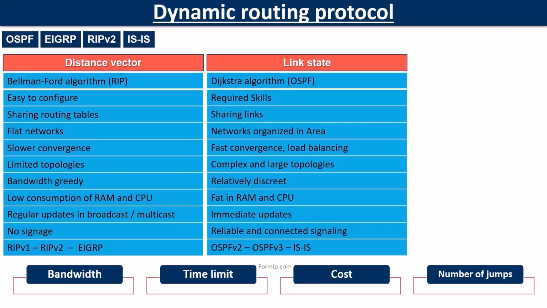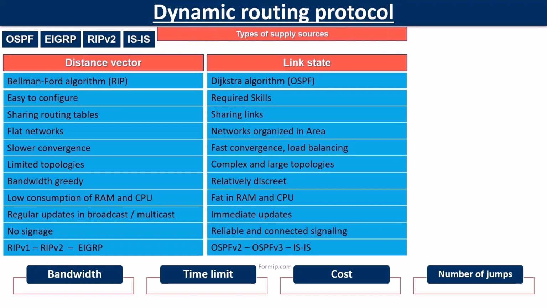To determine the best route to a destination, routing protocols use a metric. Each routing protocol has its own metric and its own way of calculating the shortest path using its algorithm. Metrics can be based either on a single criterion, such as the number of jumps for the RIP protocol, or on several criteria, as is the case with EIGRP. In general, the lower the metric value, the better the path.